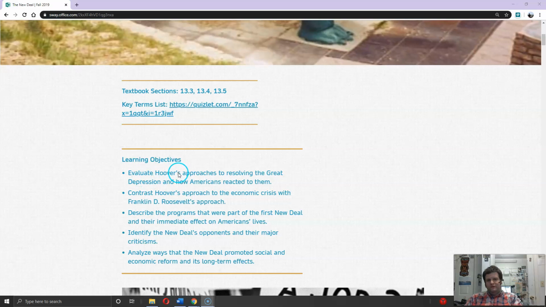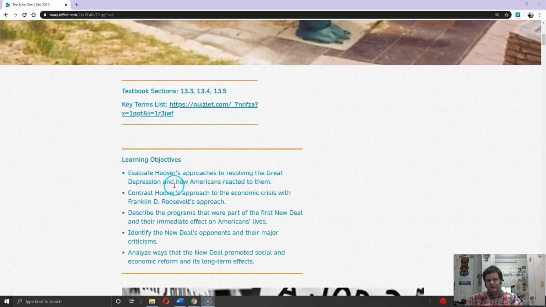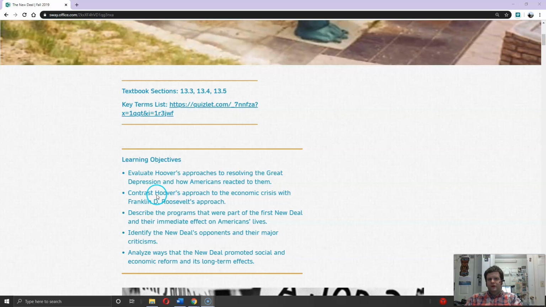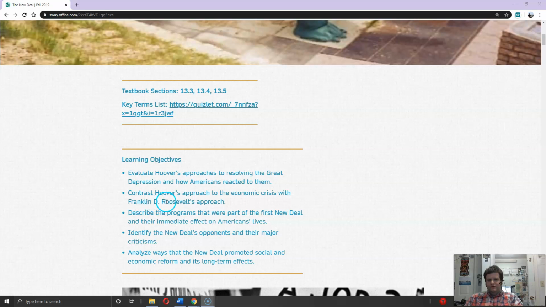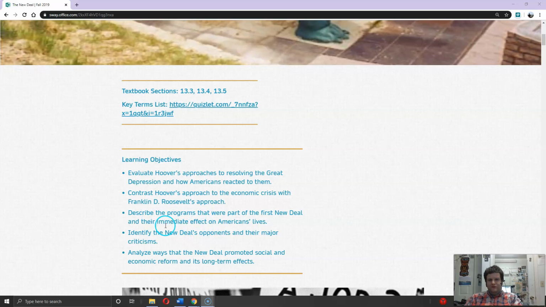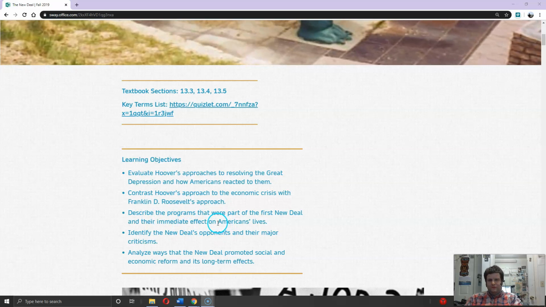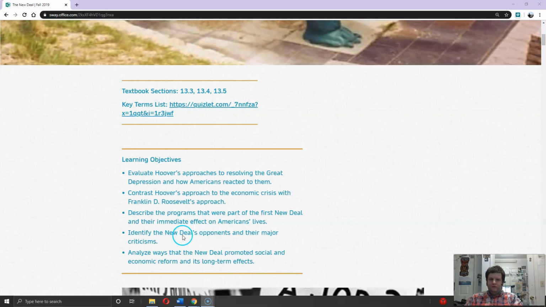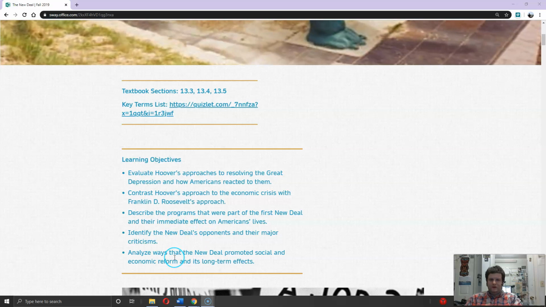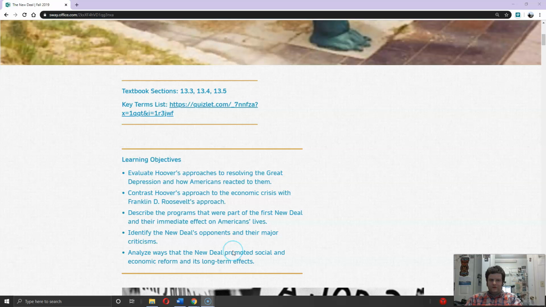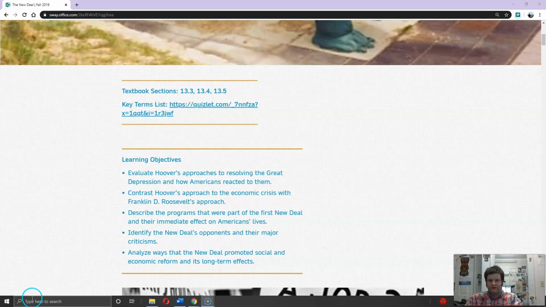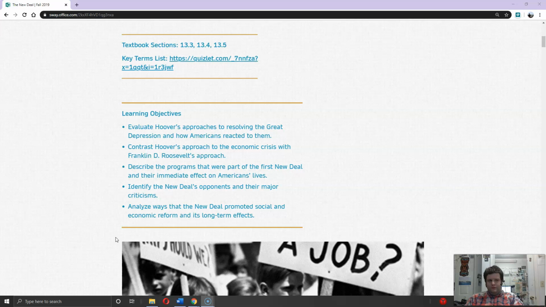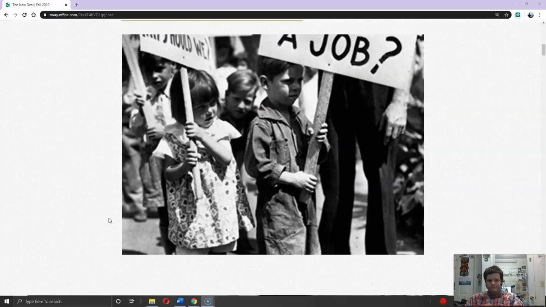But we're going to evaluate Hoover's approaches to resolving the Great Depression and how Americans reacted to it. We're going to contrast Hoover's approach with the economic crisis versus the following president, FDR. I'm going to introduce the idea behind the New Deal programs, and we'll look at them in more detail in class activities. We're also going to look at some of the major criticisms, and we're going to analyze how the New Deal has a long-term history as well. Alrighty, with those objectives outlined, let's dive into it.